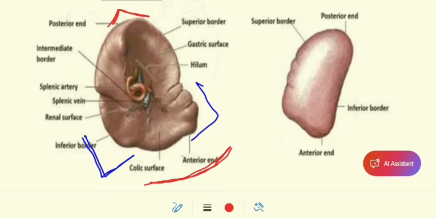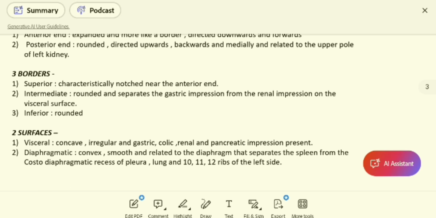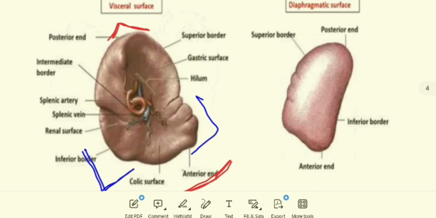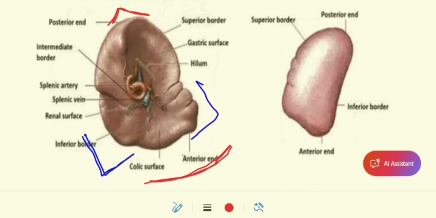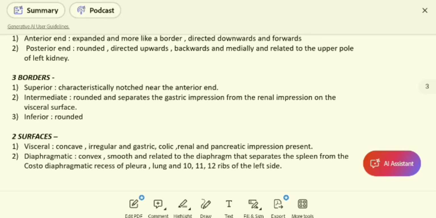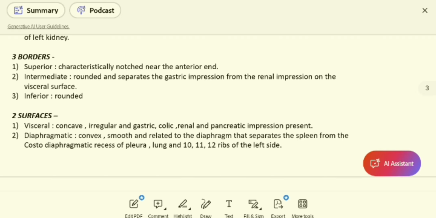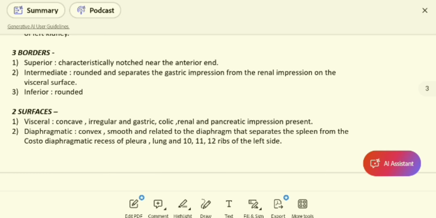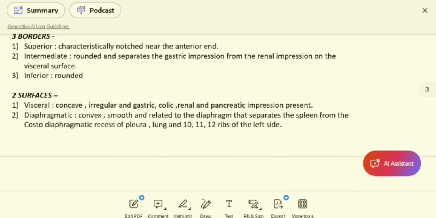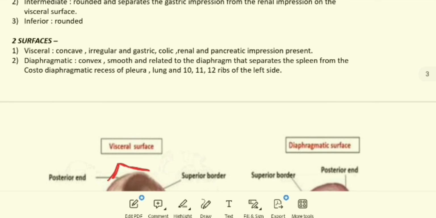Okay, now coming to the three borders, we have superior border that has got notched surface. These notches that you can see here signify that it is the superior border. Then coming to the intermediate, it is rounded, separates the gastric impression from the renal impression on the visceral surface. Inferior is rounded.